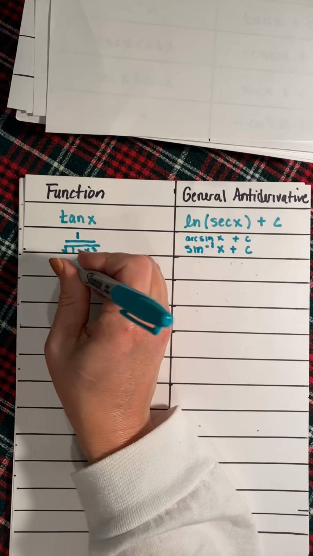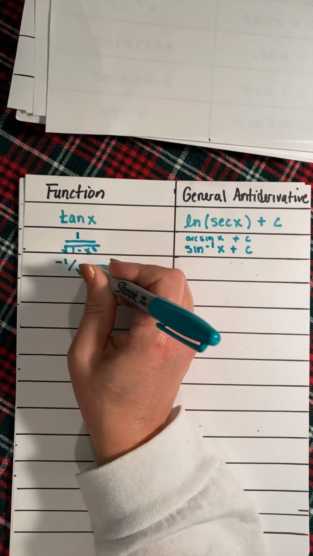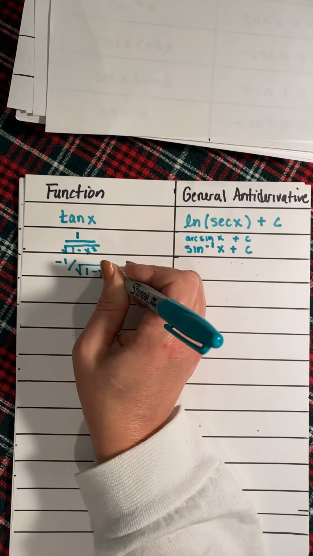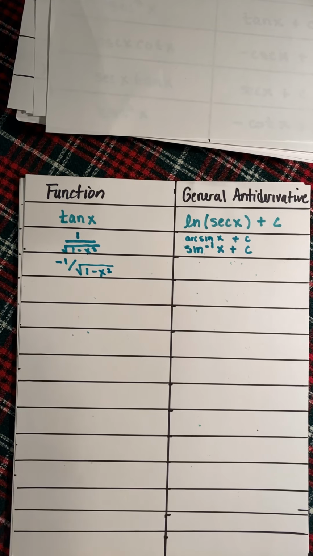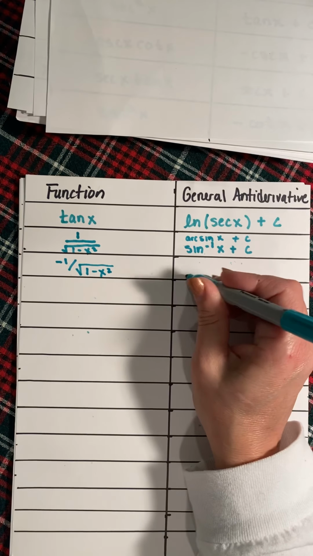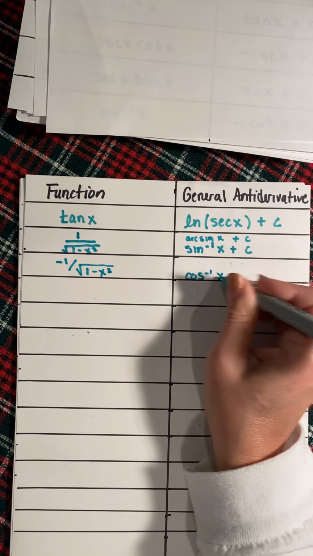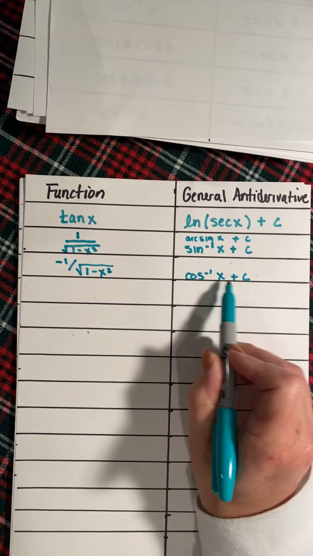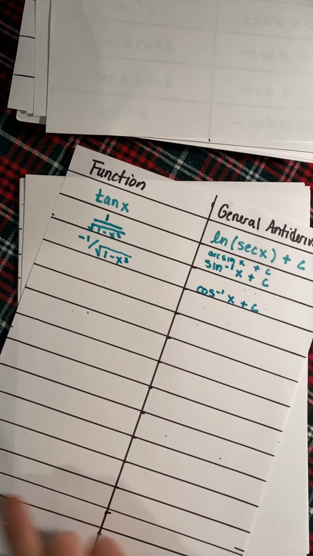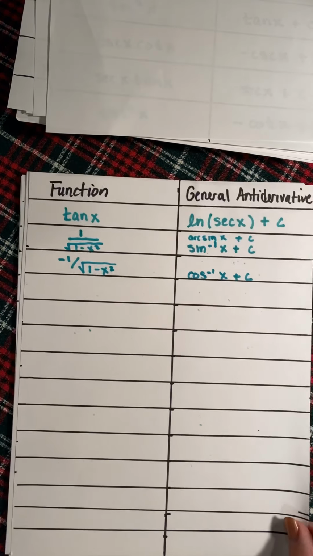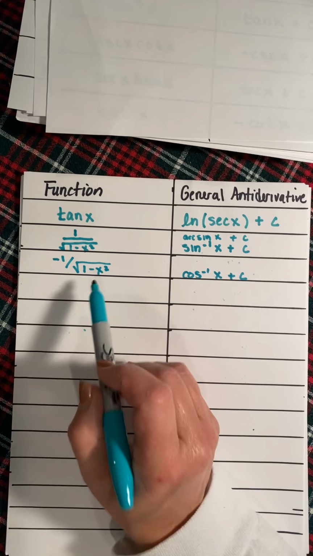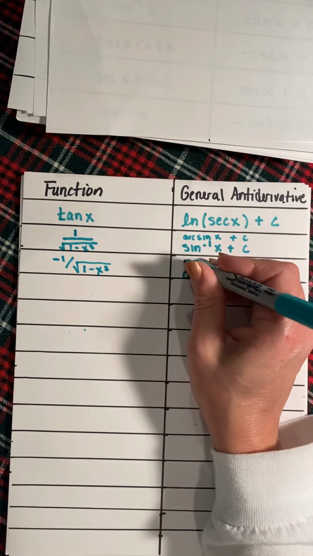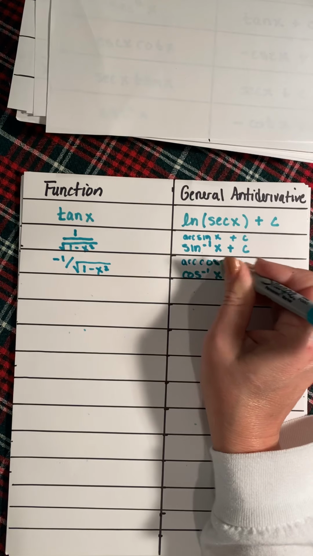Right, we also saw that we know the derivative of the arc cosine, or the inverse cosine. So the derivative of the inverse cosine of x is -1 over the square root of 1 minus x squared. Therefore the antiderivative of -1 over the square root of 1 minus x squared is the inverse cosine, or the arc cosine of x.